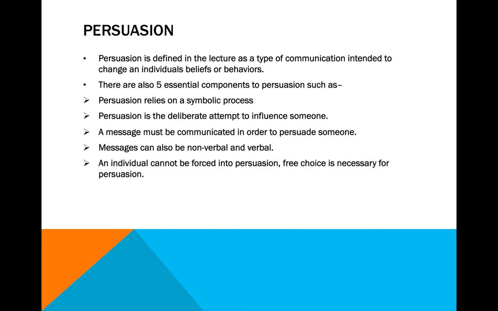There are also 5 essential components to persuasion, such as it relies on symbolic processes. It is also deliberate in an attempt to influence someone. It is a message communicated in order to persuade someone. It is also a message that can be nonverbal and verbal. An individual cannot be forced into persuasion. Free choice is necessary for persuasion to happen.